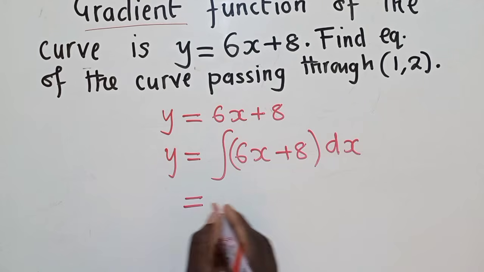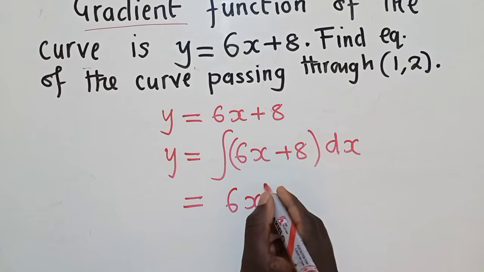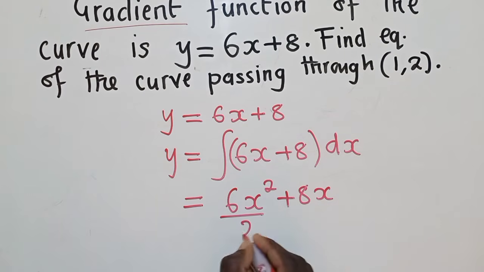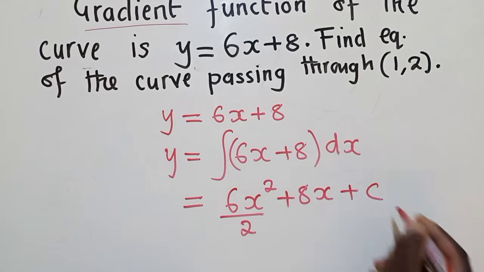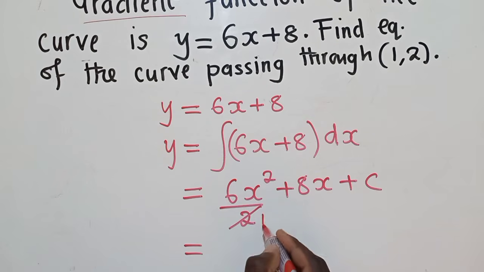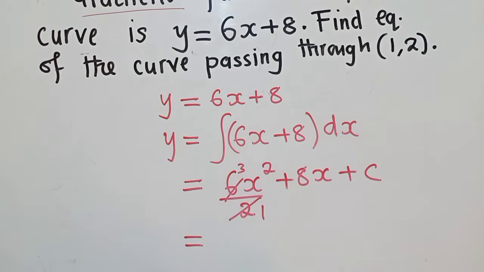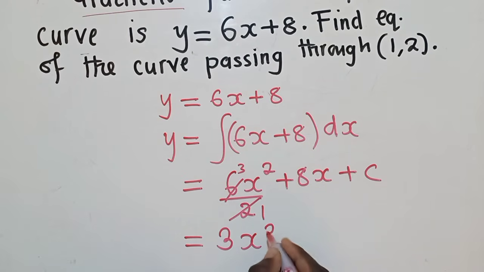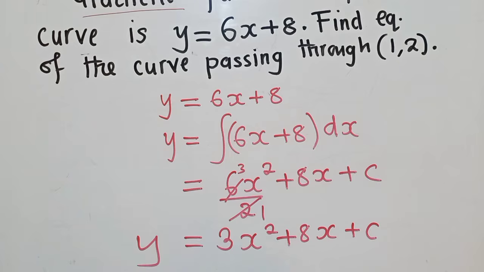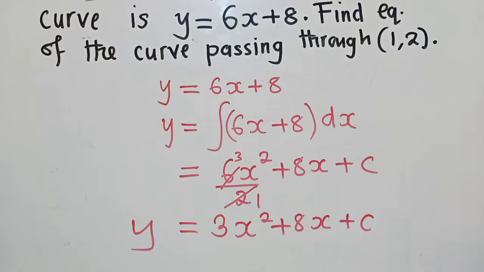So from this stage, using our basic rules of integration, this is what we are going to get. I guess you are following. Here we can even simplify 2 into 6, it's a 3. So we're going to have 3x power 2 plus 8x plus c. And here we say this is our y. We've just integrated. Keep it in your mind that when you see the word gradient function, just know that you need to integrate.